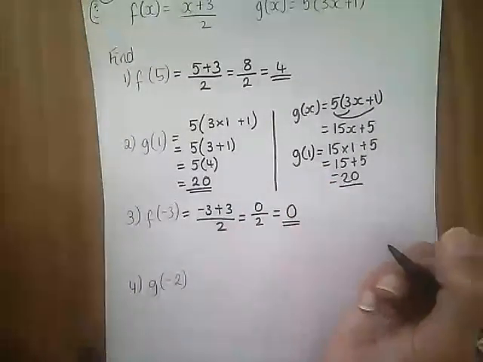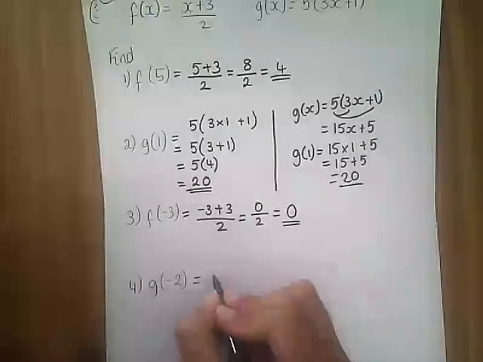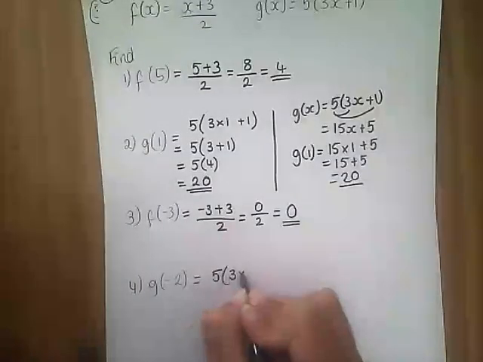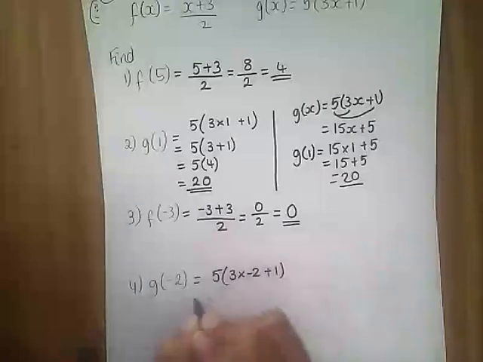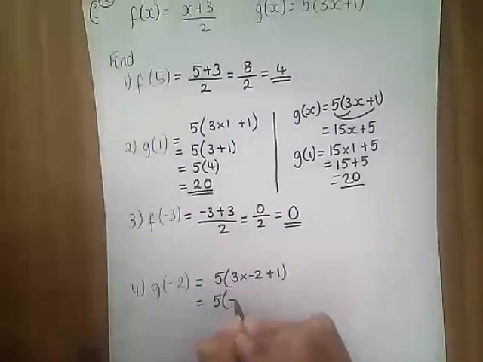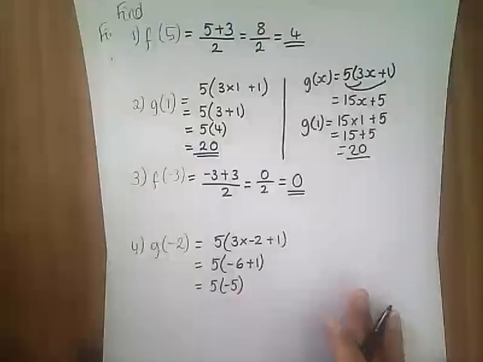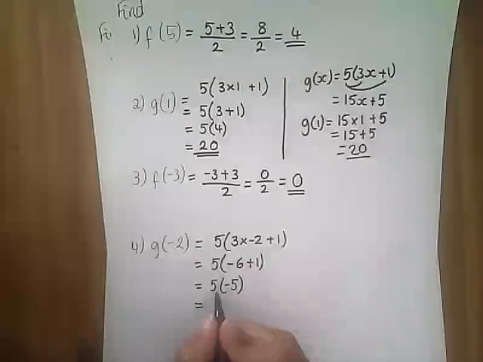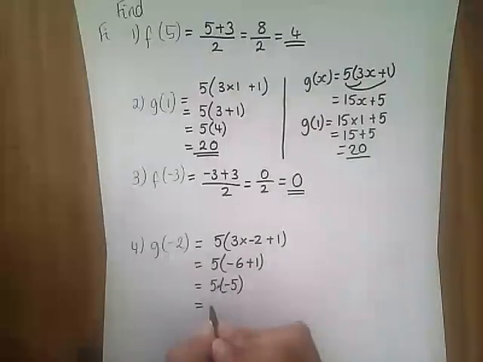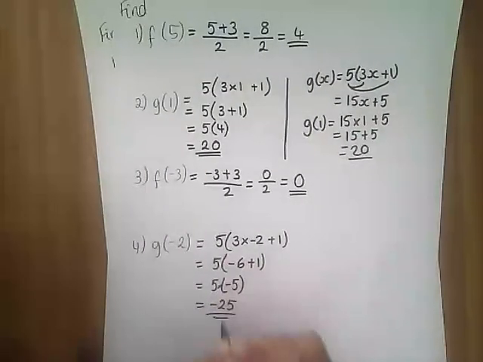And the last one, g of minus 2. So I've got 5, 3 times minus 2 plus 1. 3 times minus 2 is minus 6. Minus 6 plus 1 is minus 5. So I've got 5 brackets minus 5. That means times. So it's 5 times minus 5, which is minus 25.